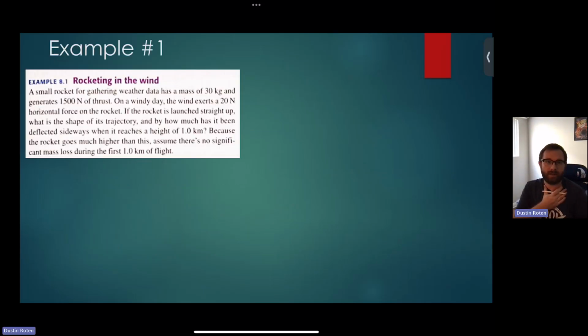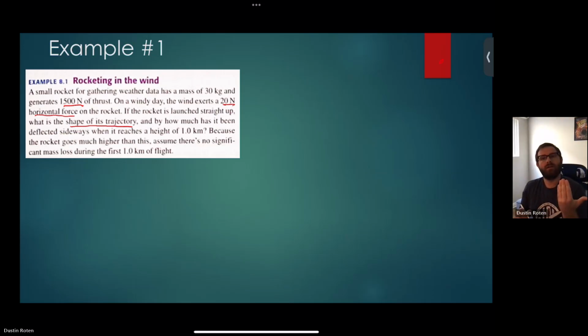Okay, so let's look at this quick example here. We have a small rocket for gathering weather data that has a mass of 30 kilograms and generates 1.5 kilonewtons of thrust. On a windy day, the wind exerts a 20 newton horizontal force on the rocket. Let's think about what we have. We have a thrust, so that's going to be vertical, and then we also have a horizontal force. It sounds like this horizontal force is essentially going to be independent. So if the rocket is launched straight up, what's the shape of its trajectory?